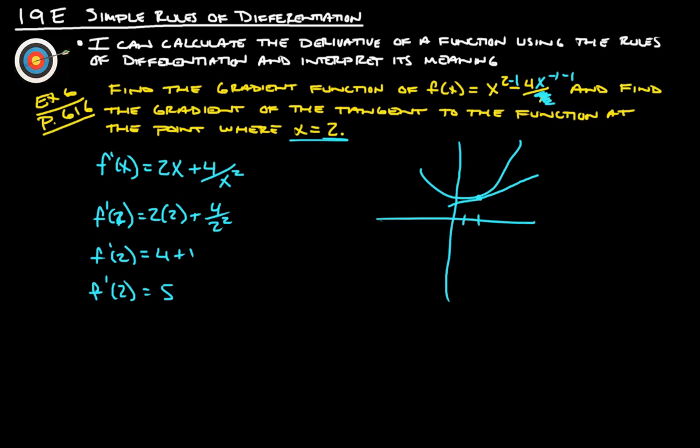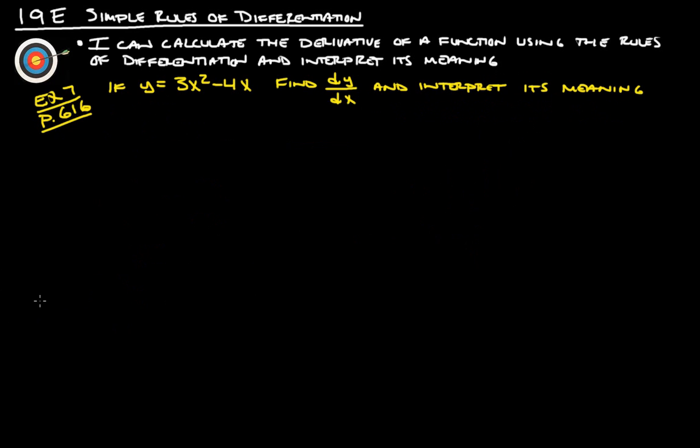One last example, and we'll call this good. Example 7 from page 616. If y equals 3x squared minus 4x, find dy over dx and interpret its meaning. So the derivative of y with respect to x is, same thing, the 2 comes out front, so 2 times 3 is 6x. Subtract 1, so that's 6x to the first. We don't have to write it in there. Then 1 times negative 4 is negative 4. Subtract that 1, and the x turns into 0, so the derivative is just 6x minus 4.